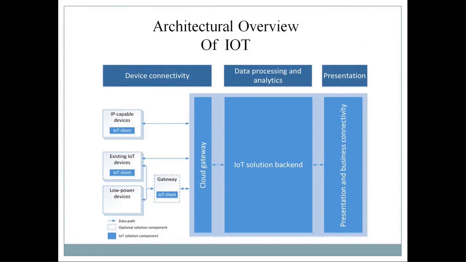This is just an architecture overview of IoT. There are mainly three layers. First of all, device connectivity, where our sensors or actuators are connected through the cloud gateway, right? Data processing and analytics happen in the IoT solution backend. Some programming languages are used to process the data collected from different sources. At the end, there is a presentation layer. Presentation and business connectivity show what data we are getting, presented in a particular format.